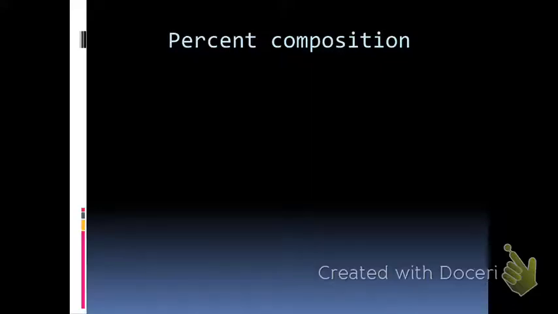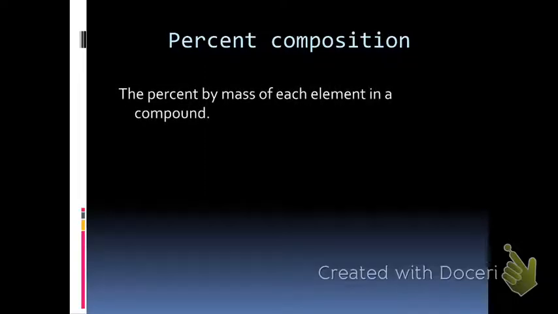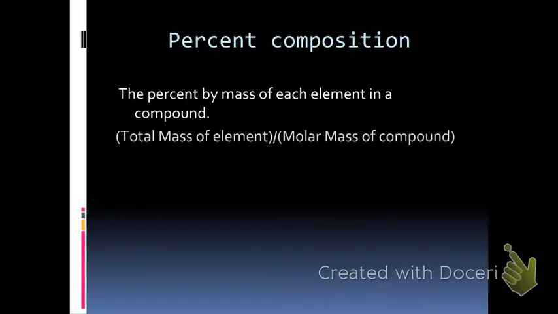Okay, we're going to cover two topics, percent composition and empirical formula. Percent composition is just the percent by mass of each element in a compound. So the formula is just the total mass of an element divided by the molar mass of the compound. So let's do a couple examples.